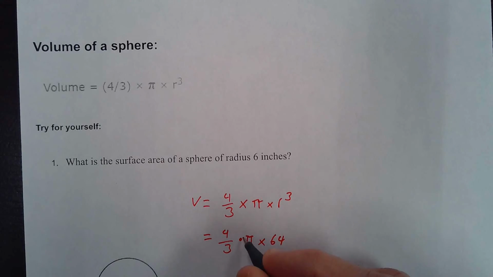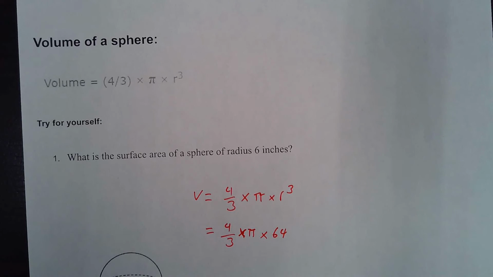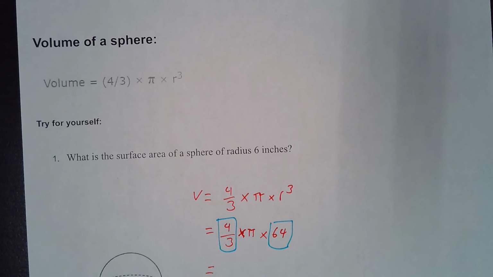Oops, 4 cubed is 64, times 4/3 times pi times 64. So then, similar to how we did this last time, if you watched our previous video, let's simplify these numbers. So let's figure out what 4/3 times 64 is.